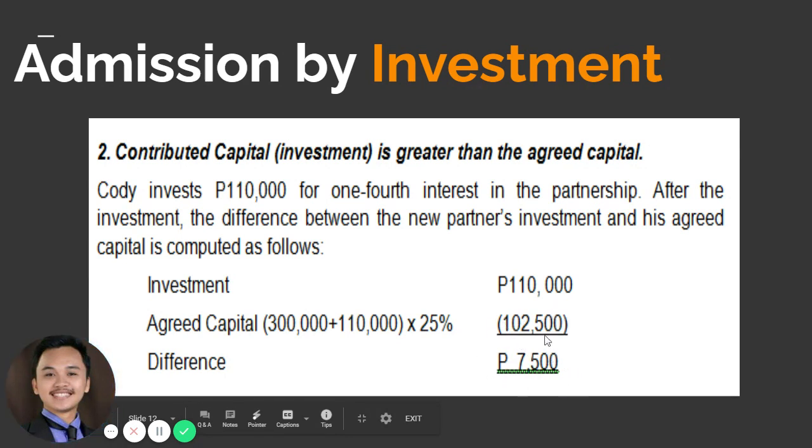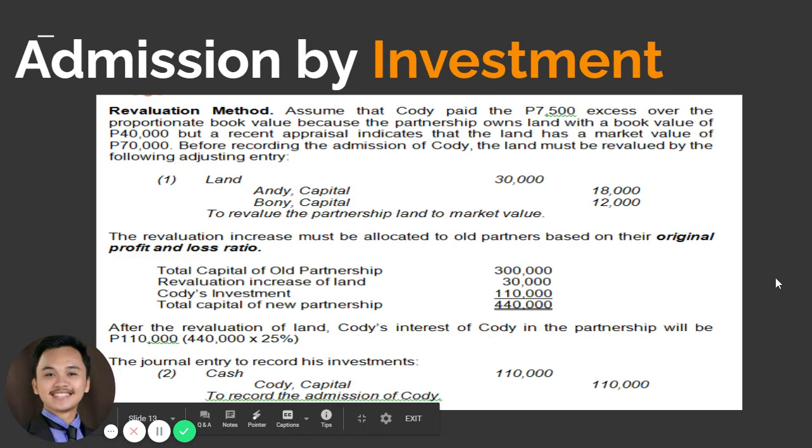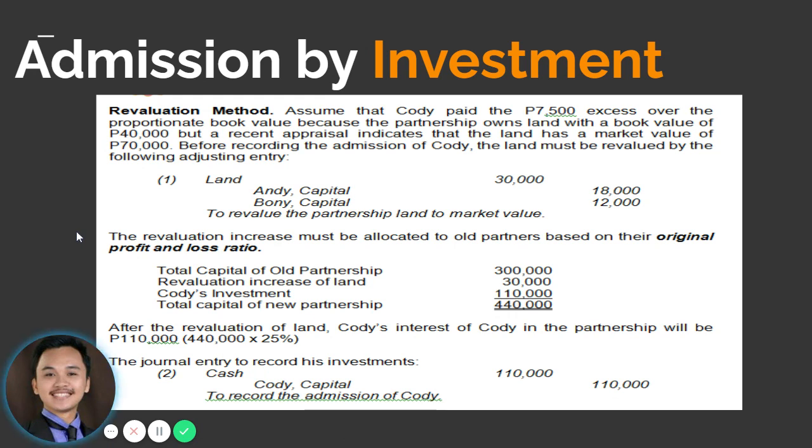So where will the 7,500 difference go? The 7,500 difference will be given to the old partners as bonus. And this 7,500 will be divided among the existing partners, or the old partners, using their old profit and loss ratio. Okay? However, we have three methods, or three steps, on how we are going to account when the total agreed capital is not the same as the total contributed capital.